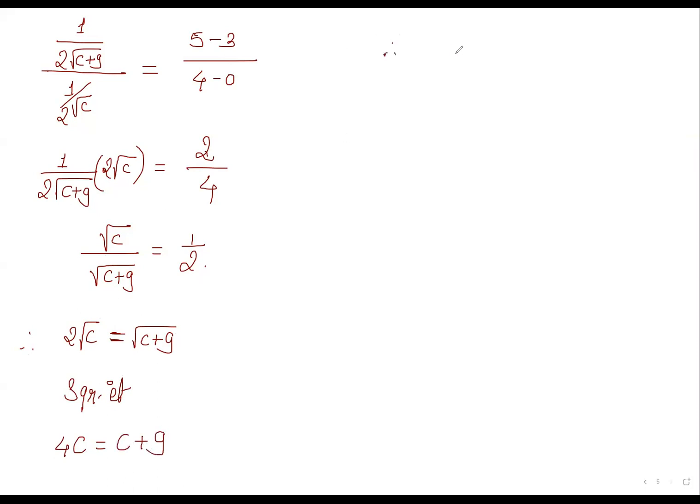Therefore 4c is equal to c plus 9. So 4c minus c is equal to 9. 3c is equal to 9. Therefore c is equal to 9 divided by 3, and hence we are getting the value of c, that is equal to 3.